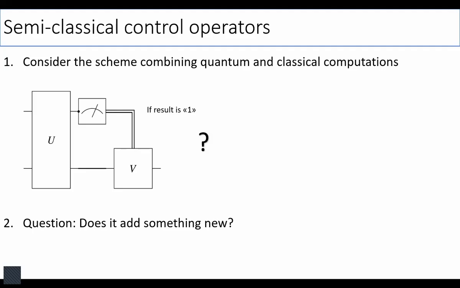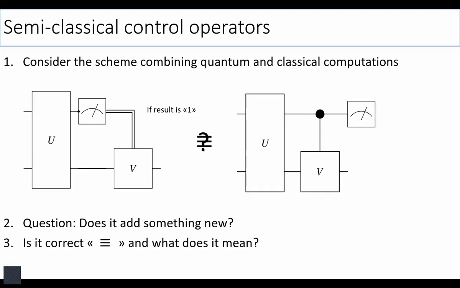And this means that if the result is 1. And the question is, I will write an analogous scheme. I just assume that before the measurement, I apply a controlled V operation, which also works in the same style: if the first qubit is 1, then I apply V to the second qubit. And the question, would they be equivalent?